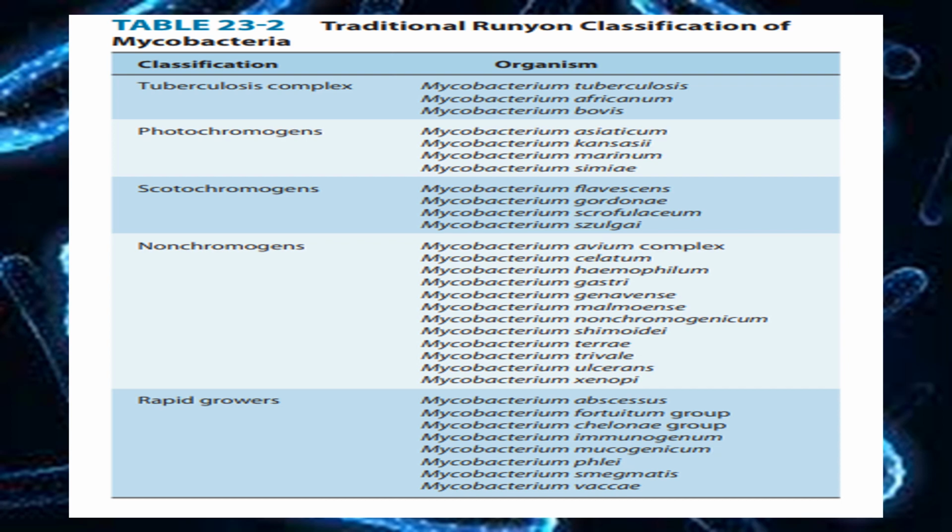So as you can see on your screen, the table shows the Runyon classification of Mycobacteria. It is called the traditional Runyon classification of Mycobacteria because it is based on the rate of growth, production of yellow pigment, and whether this pigment was produced in the dark or only after exposure to light. The Runyon classification was introduced by Ernest Runyon in 1959.